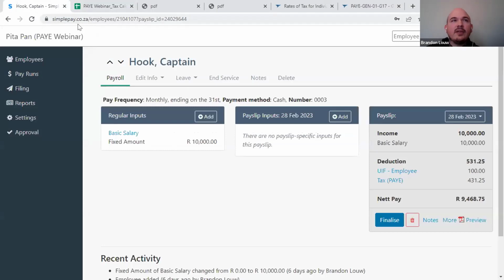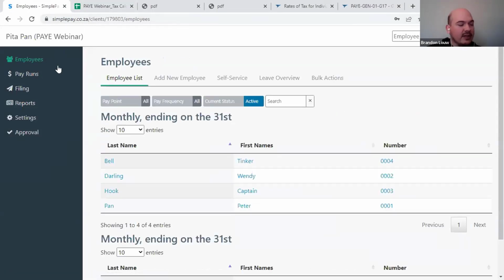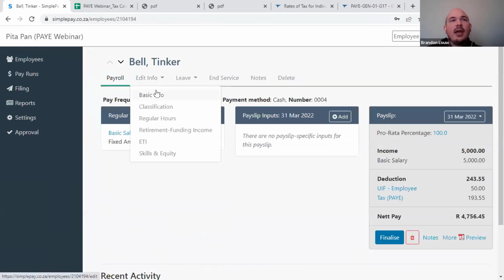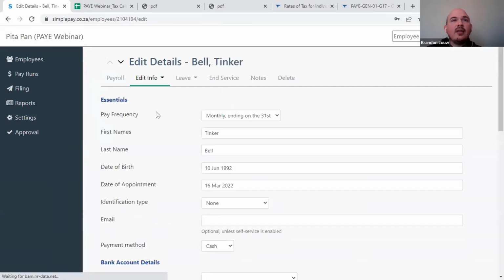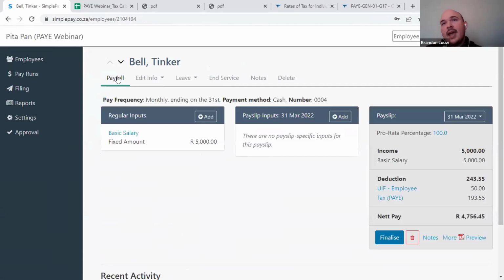All right. If we take a look, I think I've got another employee with something similar. Let me have a look at Tinkerbell. Tinkerbell we've set as having a basic salary of 5,000 Rand per month. And you'll see that under the basic info, she's employed from the 16th of March. In other words, she was employed from the middle of March and she earns 5,000 Rand per month, which means that her annual equivalent would normally be 60,000 Rand for the year.